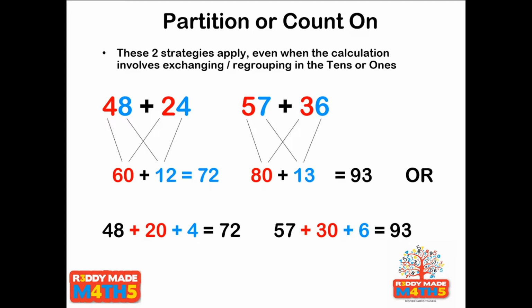The alternative to that would be to keep the 48 as a whole number, add on the 20 to make 68, and add on the 4 to make 72. You'll see similar examples with 57 plus 36 as well. Basically, which of those do you prefer, or do you move between the two? Some children prefer to use partitioning for certain calculations and counting on for others.